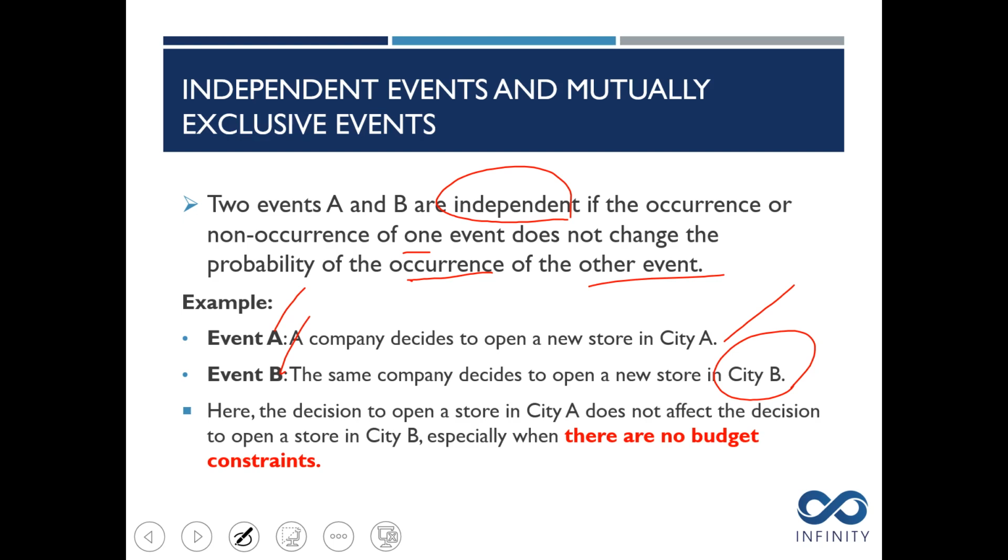So here, the decision to open the store in city A does not affect the decision to open a store in city B, especially when there is no budget constraint. They have enough capital to invest. So even though they open a branch in city A, they can still open a branch in city B. So these two events are not depending on each other. These are independent events.